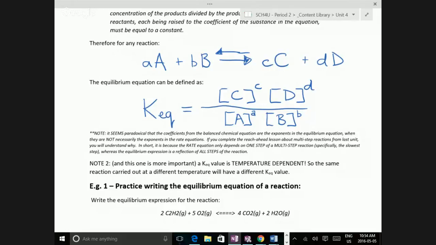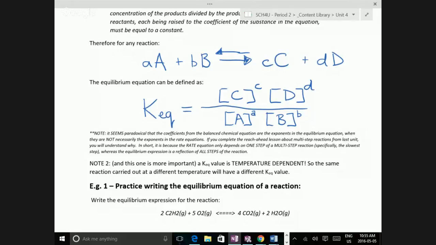If it's a 6-step reaction, all 6 steps have to be balanced forwards and backwards. And as a result, unlike when we calculate the rate of an equation, we actually would have to build a rate law for each of those steps. And when you build a rate law for each of the steps and mathematically combine them, it always ends up working out that the coefficients become the exponents.